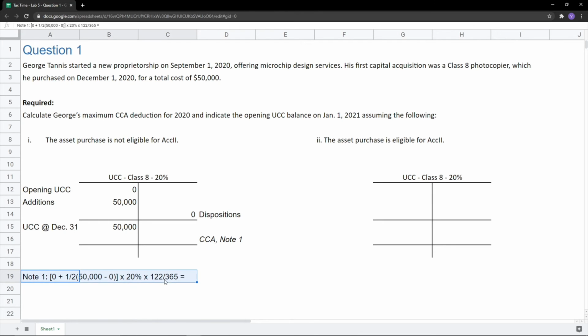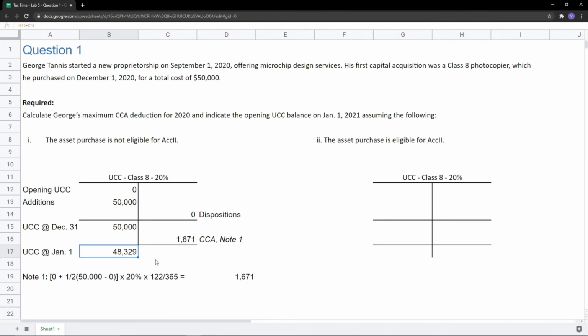If we do this math, we end up getting 1,671. And so we'll plug that in here. This will create UCC at January 1st of the following year, which will be different from the UCC balance on December 31st due to the capital cost allowance. And here we get $48,329.